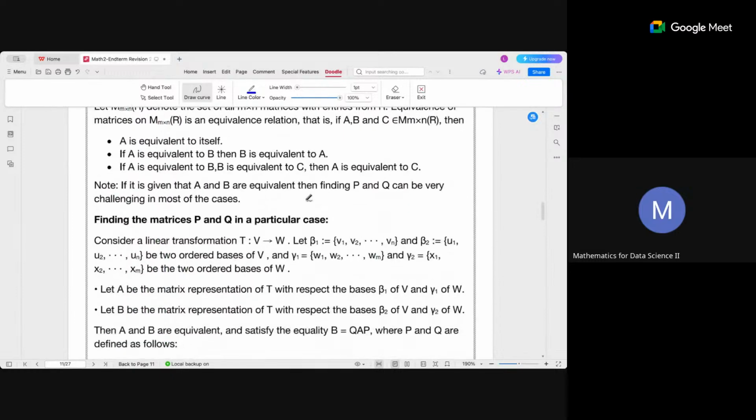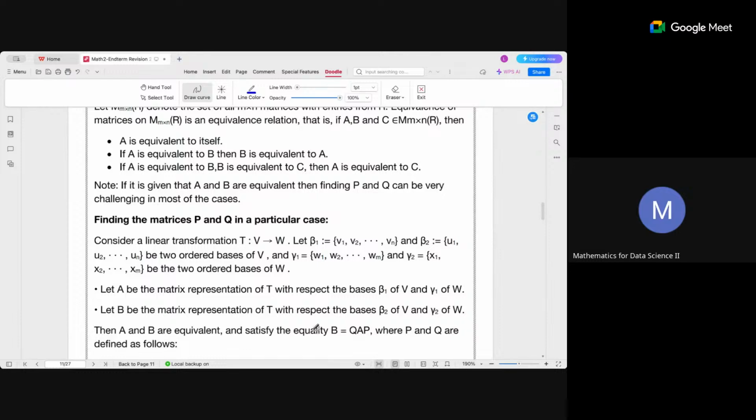Fine. And how do you find P and Q for this particular case? If you have a linear transformation T from V to W, and you have two bases for the domain and two other bases for the codomain. So A is a matrix representation with respect to beta 1 of V and gamma 1 of W, and B is a matrix representation of T with respect to beta 2 of V and gamma 2 of W. Then we say that A and B are equivalent. In this scenario, A and B are equivalent and satisfy the equality B is equal to QAP.